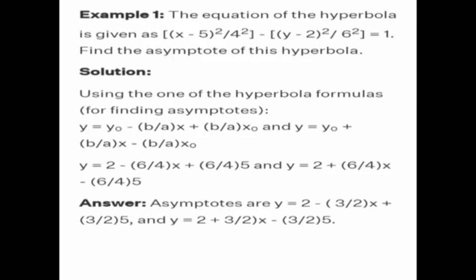So therefore, the asymptotes are y is equal to 2 minus 3 all over 2 times x plus 3 all over 2 times 5, and y is equal to 2 plus 3 all over 2 times x minus 3 all over 2 times 5.